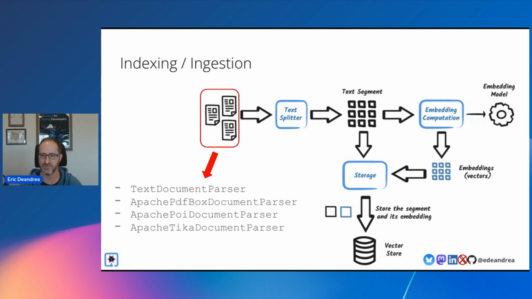There's a PDF parser. POI, if you're not familiar with what that is, it's an open source project for dealing with the Microsoft document format. So Word, Excel, PowerPoint, Outlook, that kind of stuff. And then Apache Tika is kind of a catch-all that knows how to do lots of different stuff.